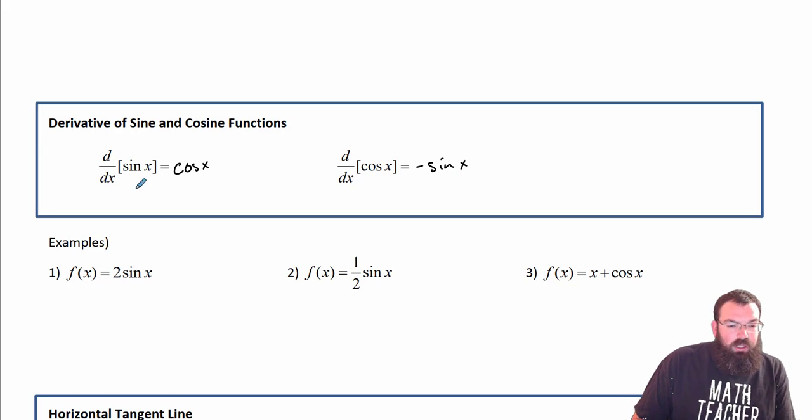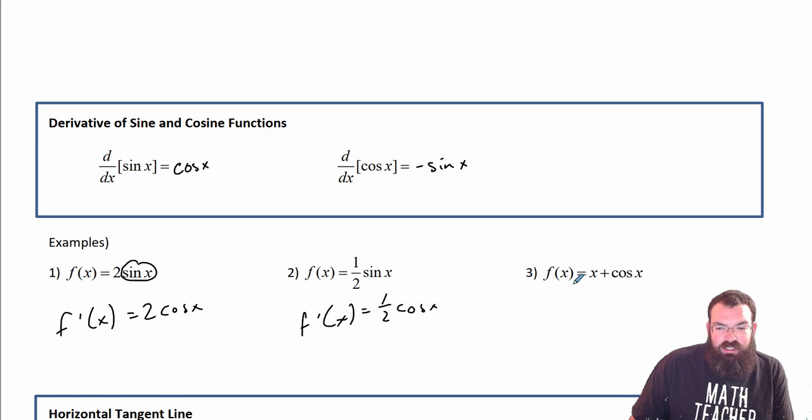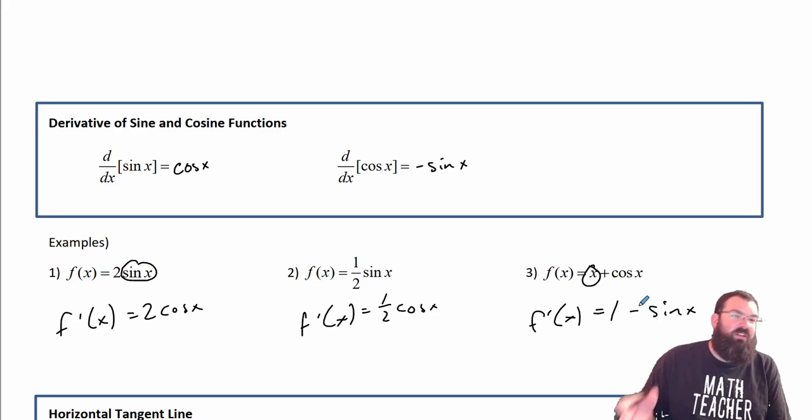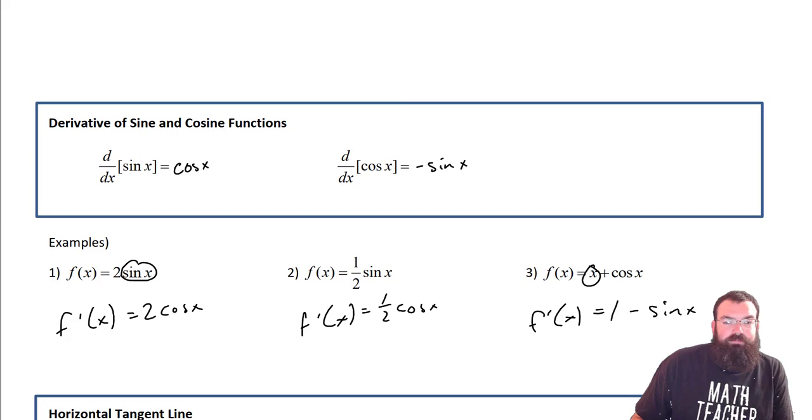Okay? Now, this is the same thing as before. F prime, I take the derivative of sine and I multiply it by 2. So that's 2 cosine x. This one here, f prime is going to be 1/2 cosine x. And this one is going to be f prime is equal to 1, because the derivative of x is 1, minus a good old sine of x, because cosine of x, the derivative is negative sine. So there we go, those three.